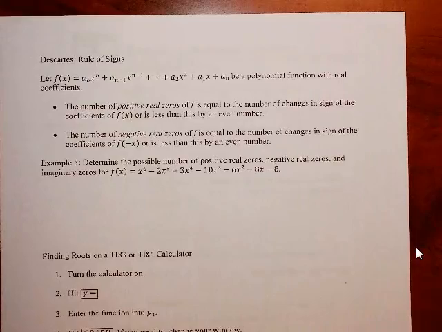The number of negative real zeros of f is equal to the number of changes in the sign of coefficients of f of negative x, or is less than this by an even number.